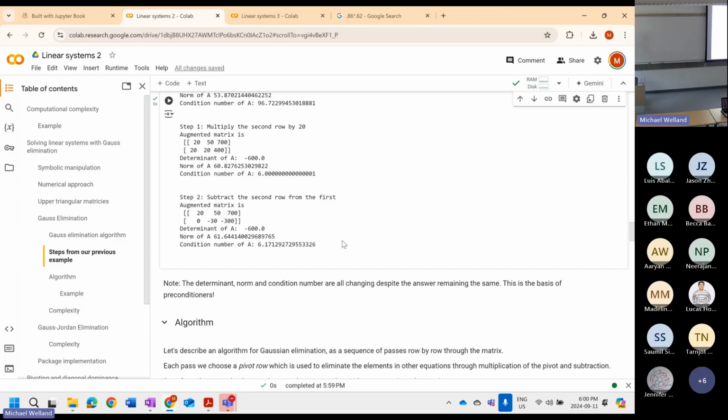I'll show you guys that one too. This is the basis for preconditioners. You can make a matrix easier for the numerics to solve just by multiplying through by a couple numbers, which is good.